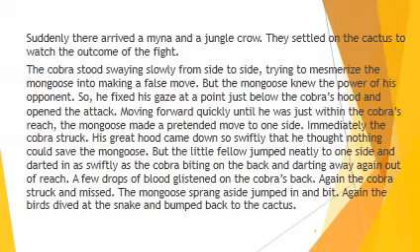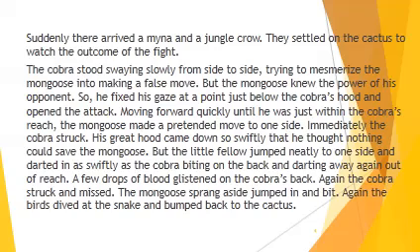Suddenly there arrived a myna and a jungle crow. They settled on the cactus to watch the outcome of the fight. The cobra stood swaying slowly from side to side, trying to mesmerize the mongoose into making a false move, moving side to side, so that the mongoose will think that the cobra will come from this side or the other side. The mongoose will be in confusion, to make it confused.